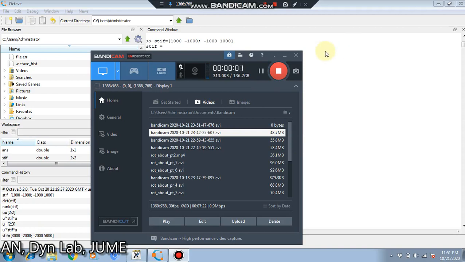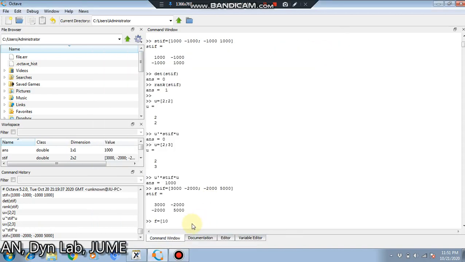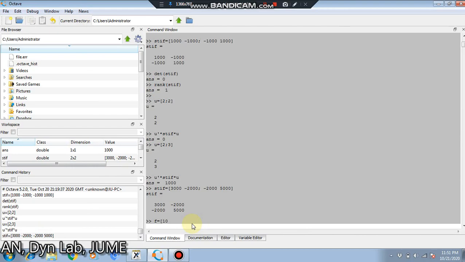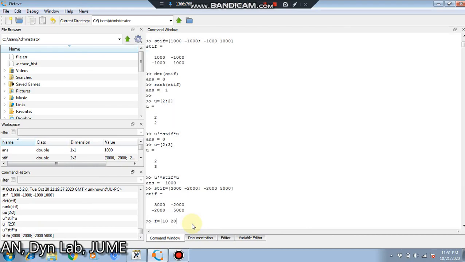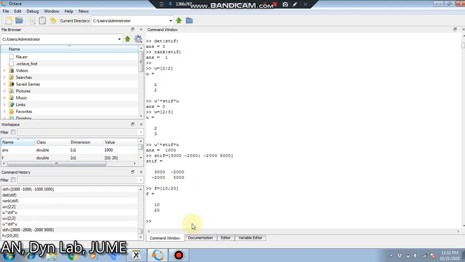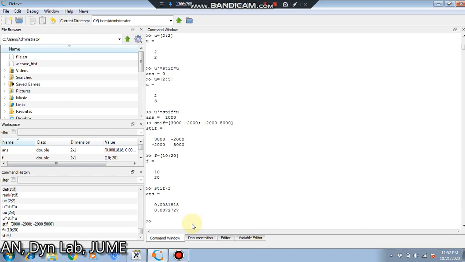Now let us continue. So U is 10, not 10 20, it is 10 semicolon 20, enter, so 10 20. So this is stiffness matrix and this is the right hand side, and if you just do this, this means stiff inverse F. This slash, what is this called? This slash means stiff inverse F, and if you enter, these are the solutions.